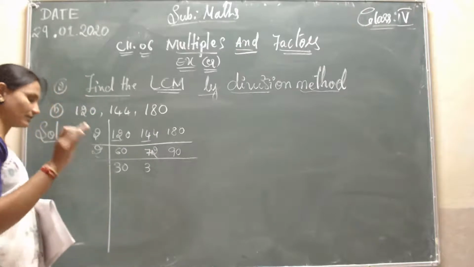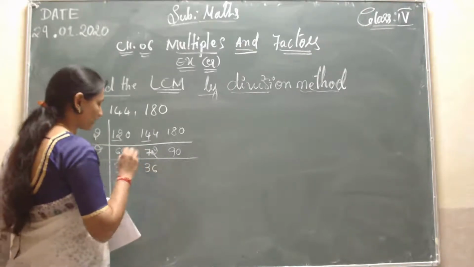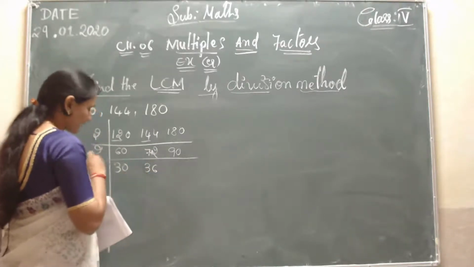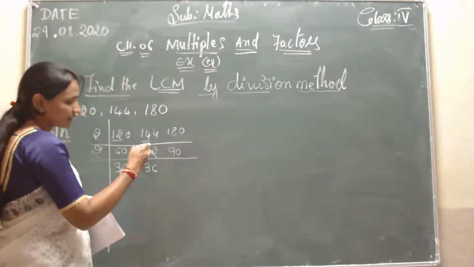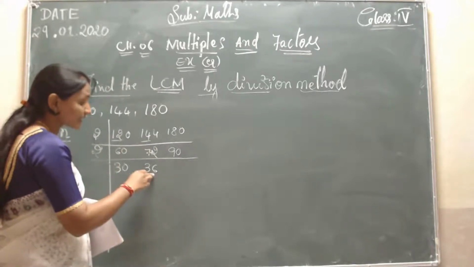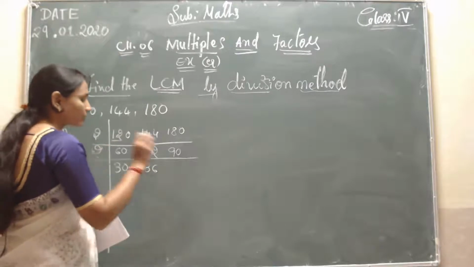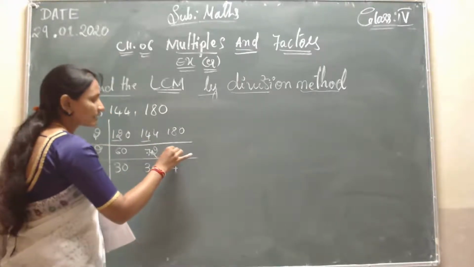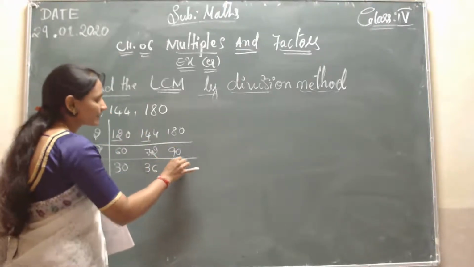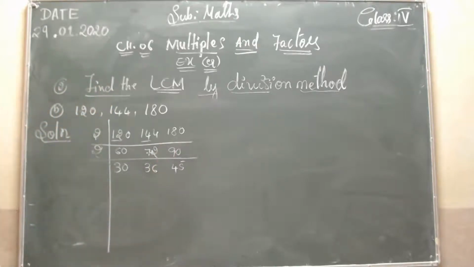So 1 to 2. So 2 6s are 12. 2 3s are 6. So 1 is remaining. So 1 to 12. So 2 6s are 12. Okay. So next, 2 4s are 8. 1 is remaining, so we have to write here 1. 2 5s are 10. Students, see here 30, 36 and 45.